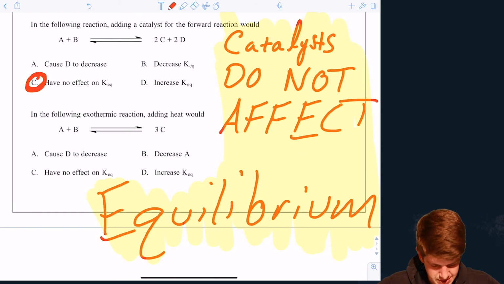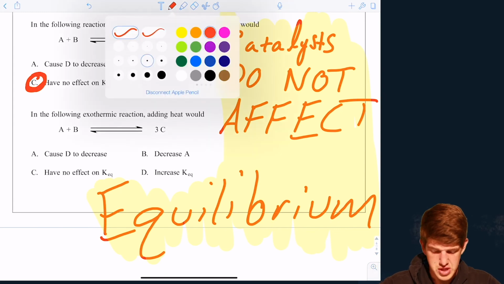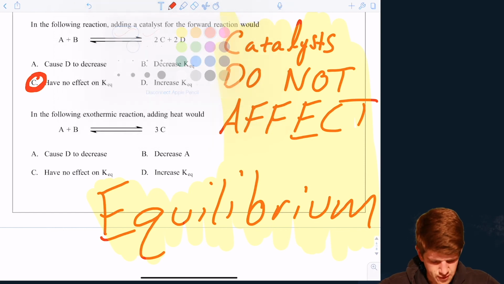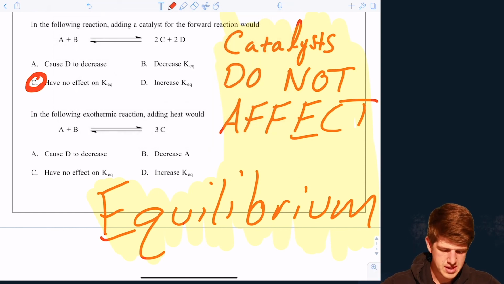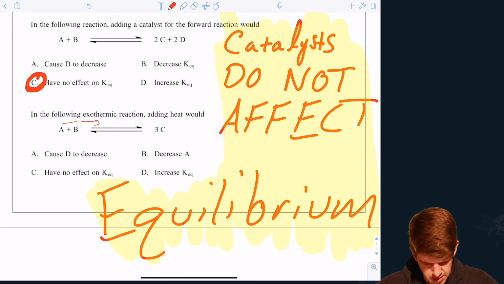In the following exothermic reaction, adding heat would, oh boy, now we're just told it's exothermic. Well, if we're told it's exothermic, that means that this reaction, as written this way, A plus B producing 3 C's, also releases heat. So I'm just going to write as a product plus heat. So adding heat would do what?